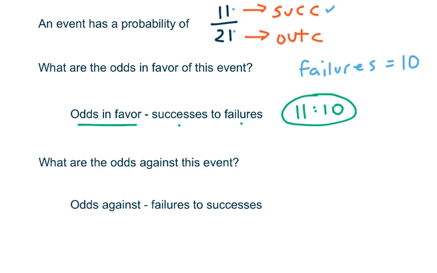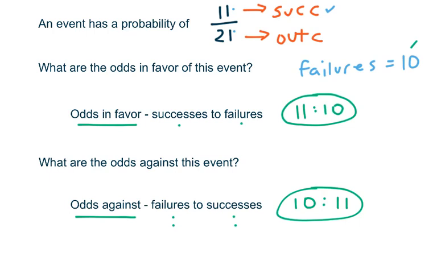What are the odds against this event? In this case, we are looking to write odds against. Odds against are written as failures to successes. We found the number of failures is 10. We know the number of successes is 11. So the odds against this event, written as failures to successes, there are 10 failures, with a colon in between, there are 11 successes. So the odds against this event are 10 to 11.